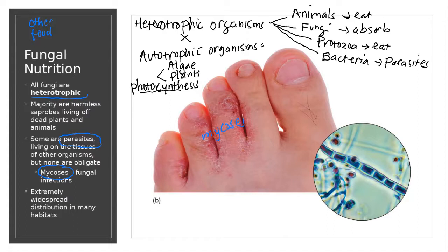If we take a sample over here and then see under the microscope, it's going to look like this. So you see the septate hyphae under the microscope, and this is a spore. So these are examples of mycosis, which is a skin infection caused by fungi.